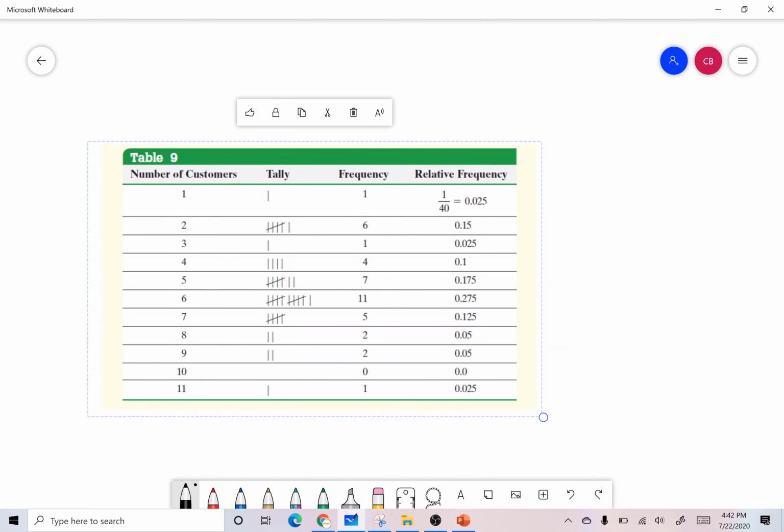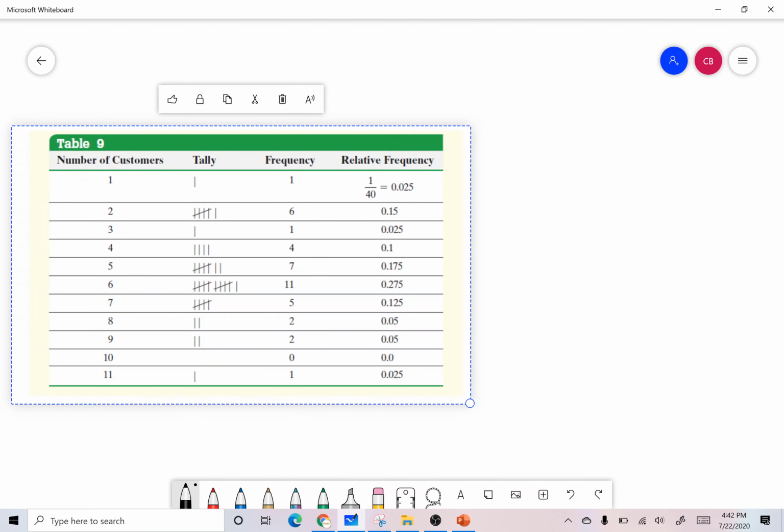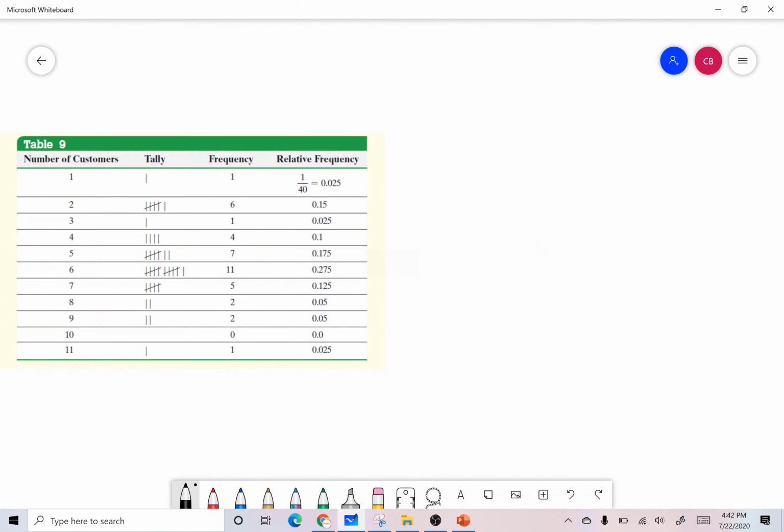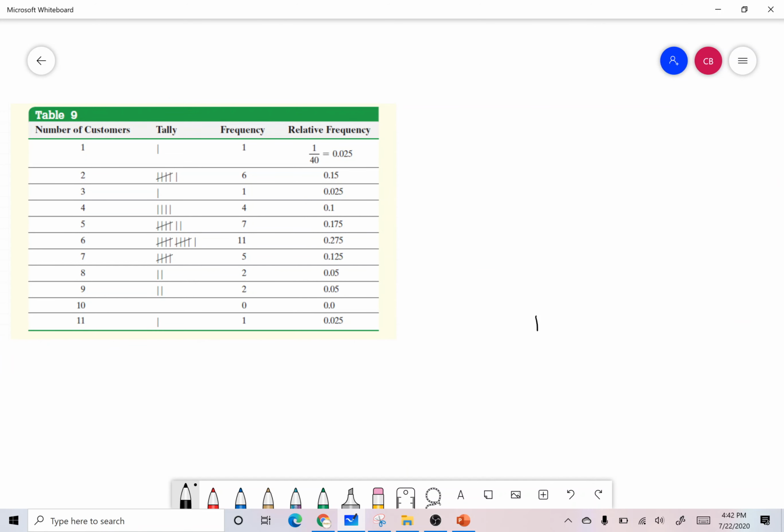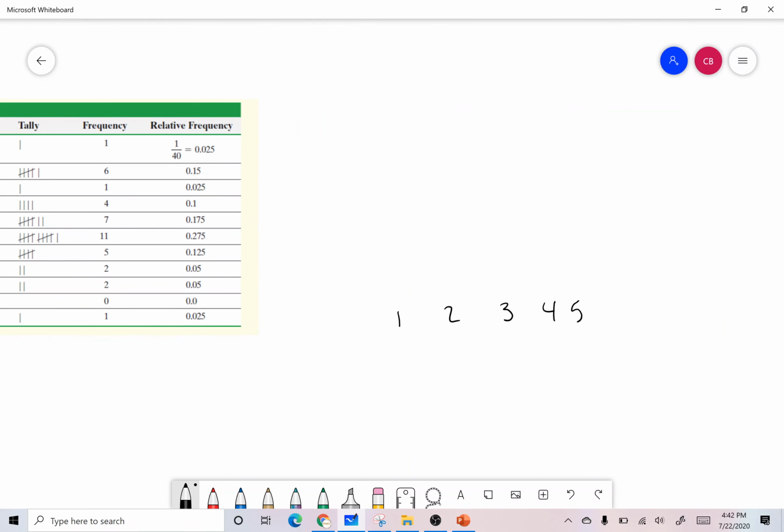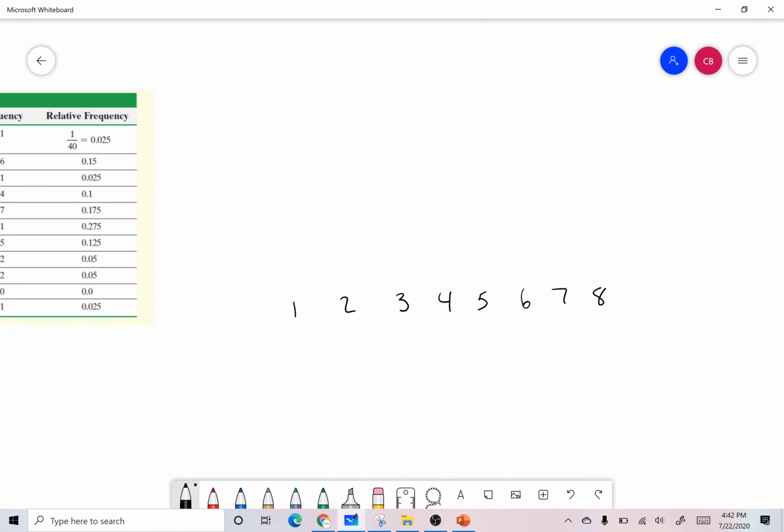There we go. All right, so what we're going to do is construct this for a discrete one. And so we have 1, 2, 3, 4, 5, 6, 7, 8, 9, 10, and 11. Okay, that's our first thing.